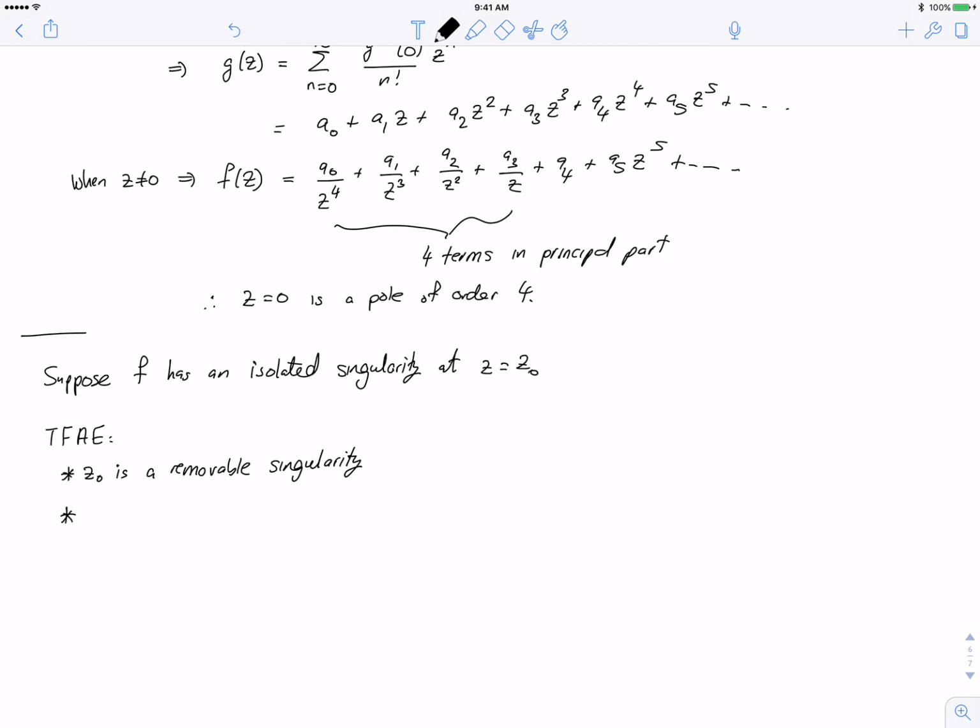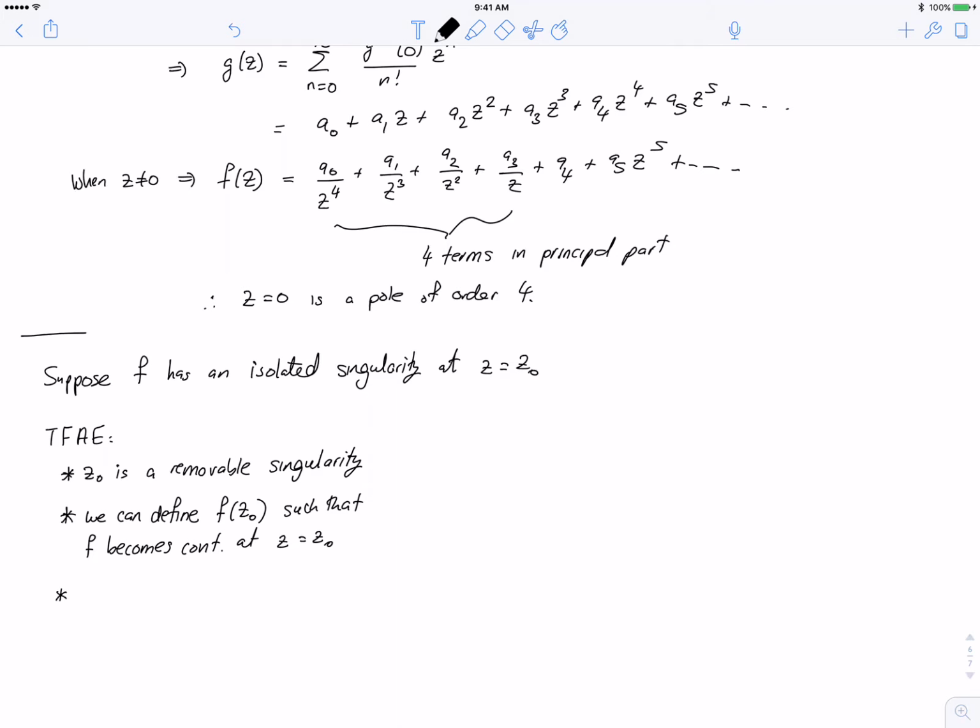What I mean is that we can define f of z naught in such a way that f becomes continuous at z equals z naught. And that's where the name removable comes from. So you have a discontinuity at z naught, but if you can define f of z naught in such a way that removes this discontinuity, you get a removable singularity. So that's one equivalent definition.